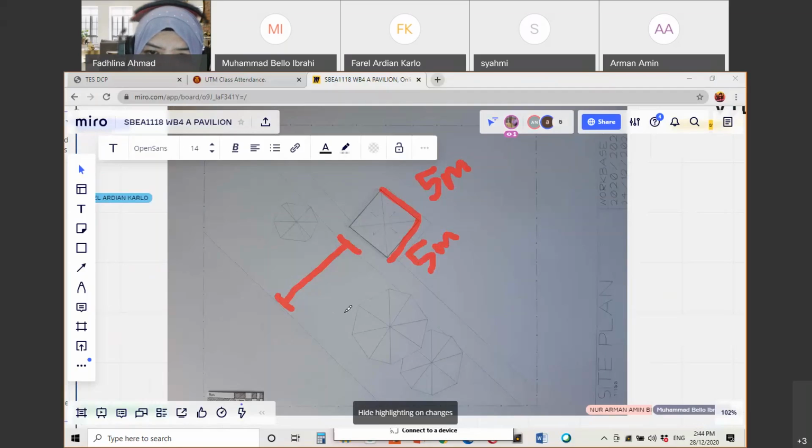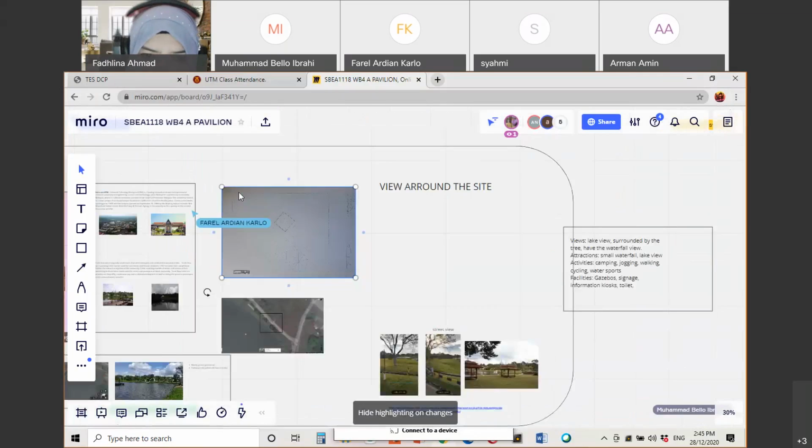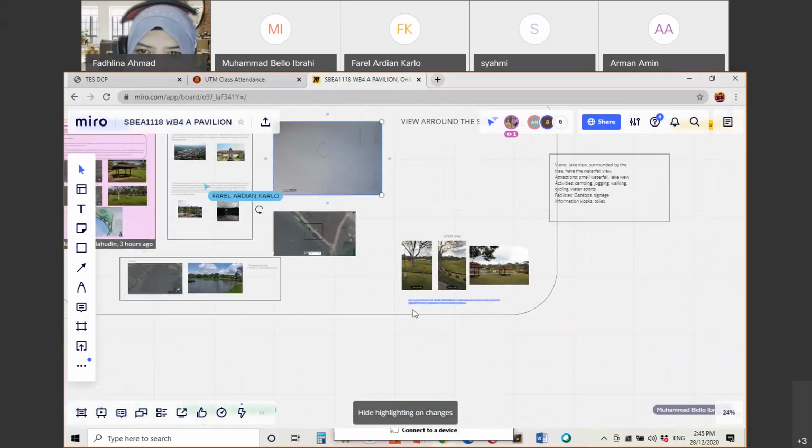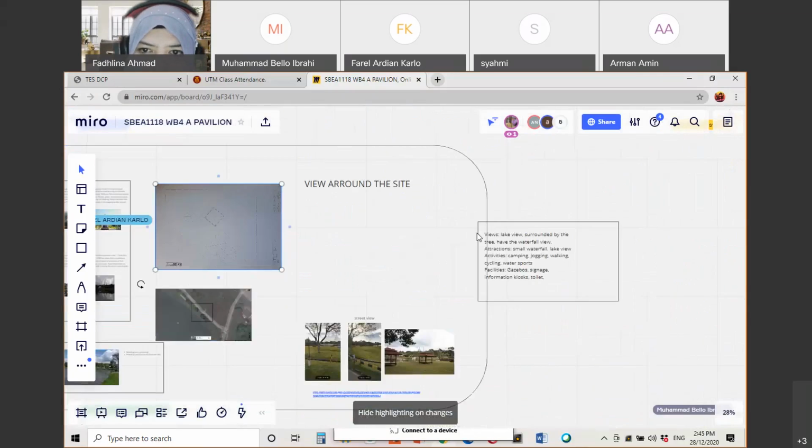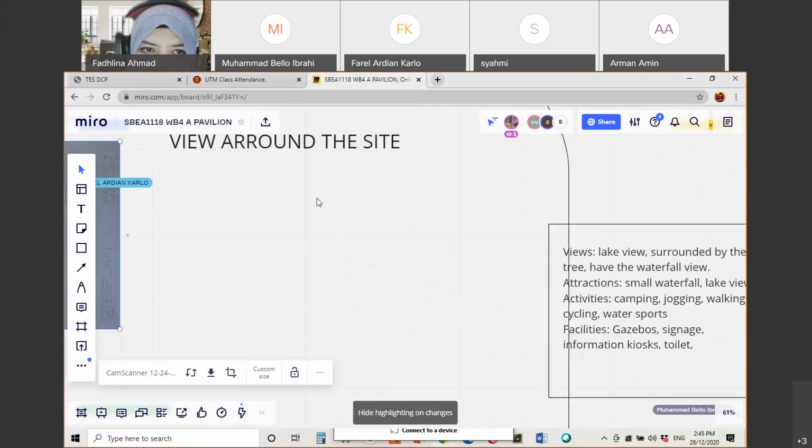And then after this, your friends are going to select their own site preference, and then we'll see where we can extend the site boundary. Okay, doctor. So it's okay. What happened to the views?